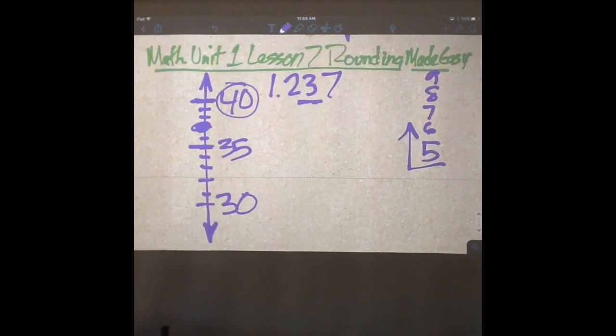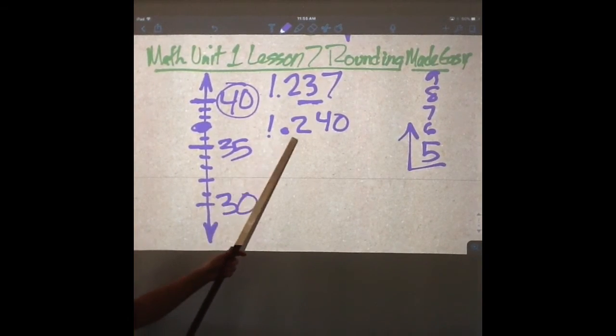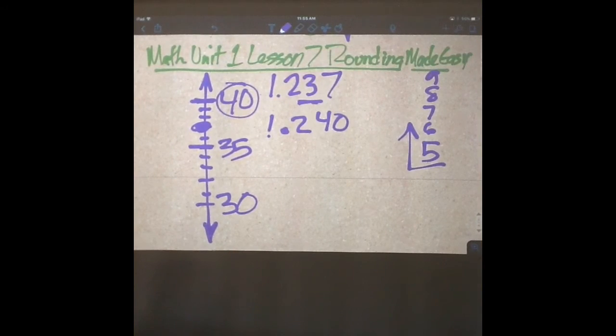Here's how we would write our answer right here. Ready? We're going to have 1.2, and then what do we put? We put this number, the 40. So our answer is 1.240. That's our rounded number to the hundredth.